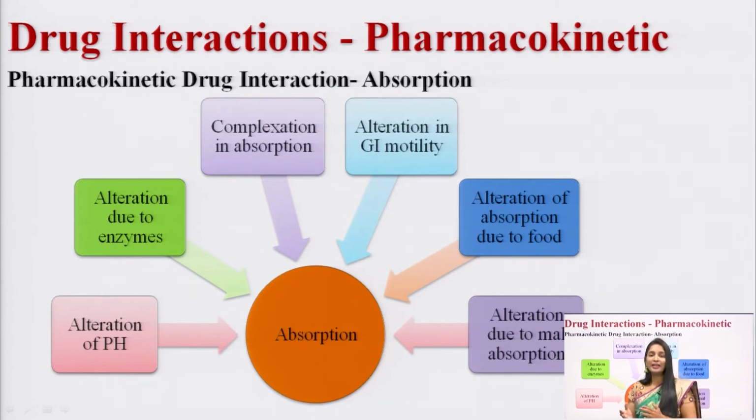What drug interactions can you see with absorption? Pharmacokinetic drug interactions with absorption: alteration of pH plays an important role in drug interaction, alteration due to enzymes, complexation in absorption, and alteration in GI motility. Alteration of absorption can also be due to food. If you take the drug with food, it will definitely alter the absorption.